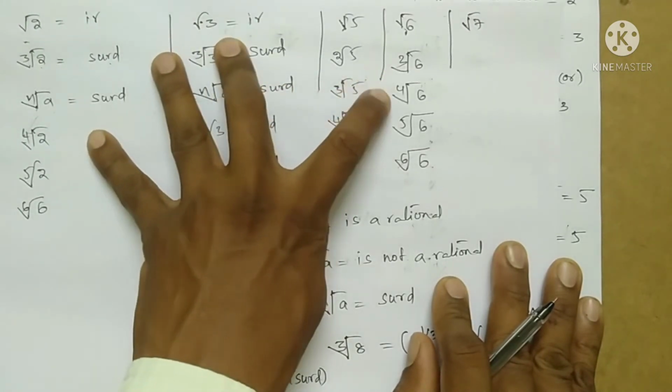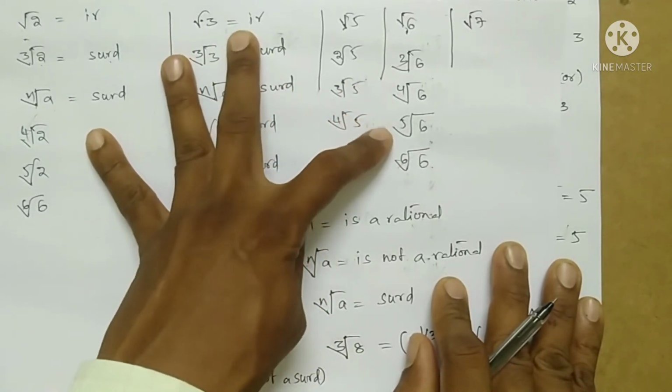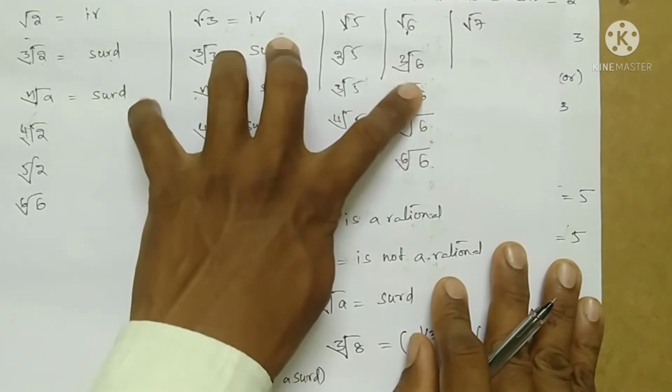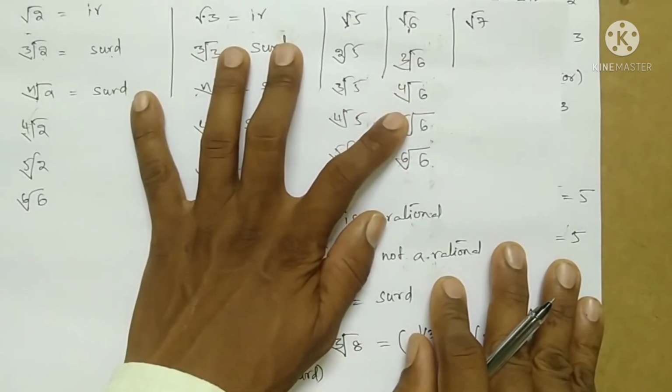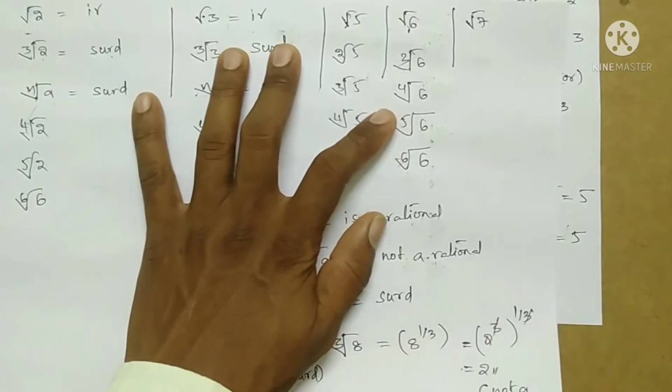Here also the third root of 6, fourth root of 6, fifth root of 6, sixth root of 6 are all called surds. Okay?